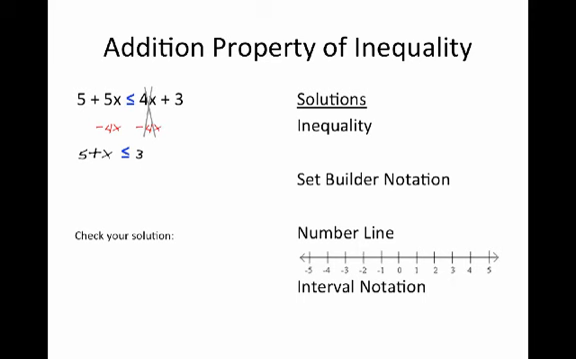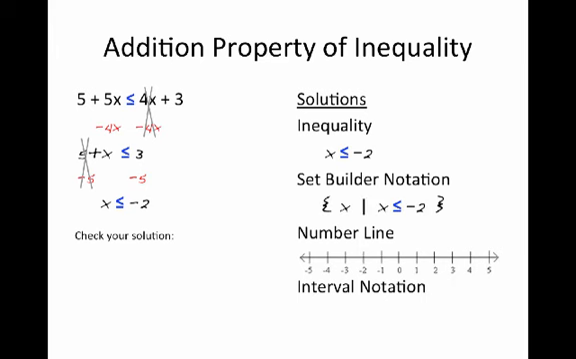I want to get the x by itself, so the next thing I'm going to do is subtract 5 from both sides. 5 minus 5 is 0. That leaves me an x on the left is less than or equal to 3 minus 5 is -2 on the right. We've got the x by itself, so that's our solution written in inequality form. I'm going to write that under the inequality solution on the right-hand side.